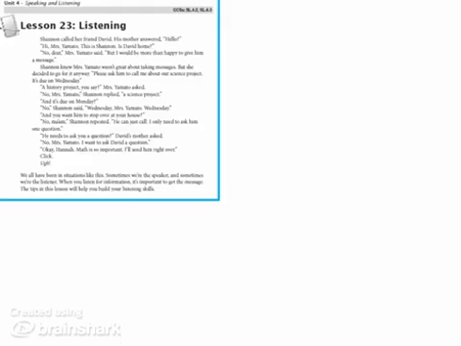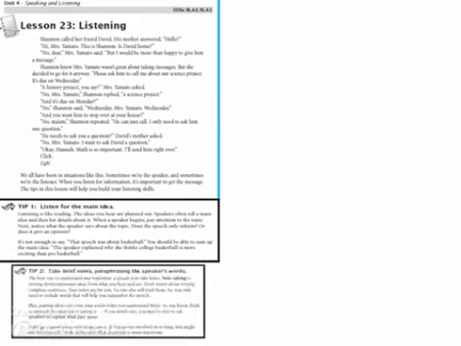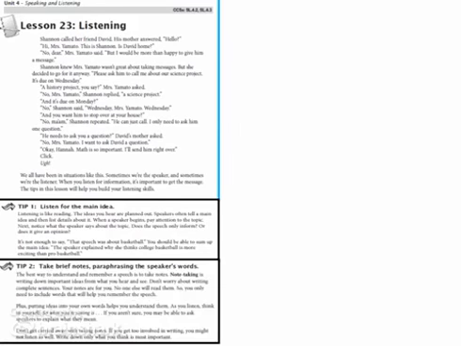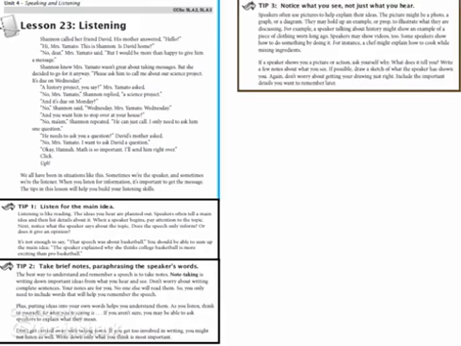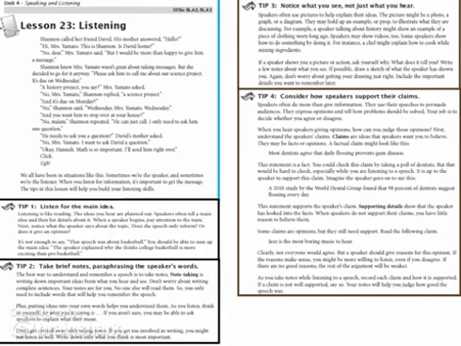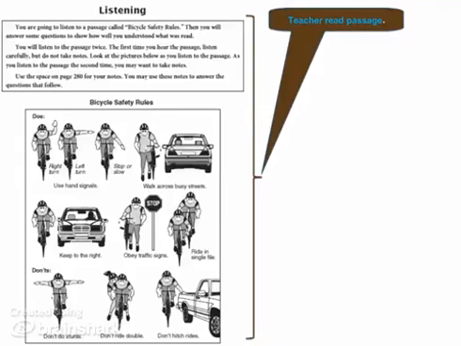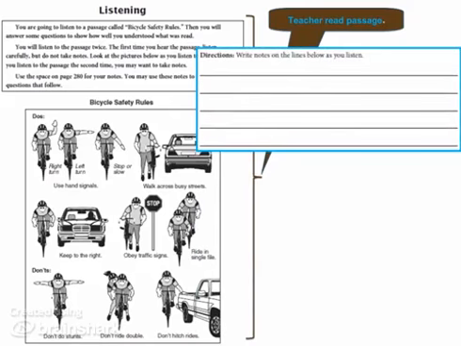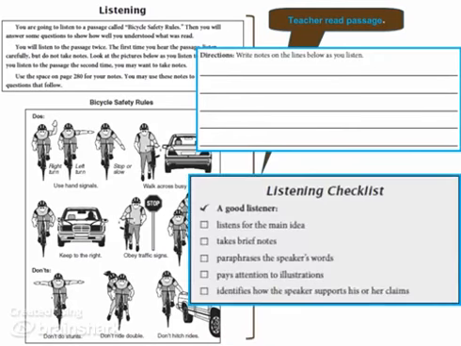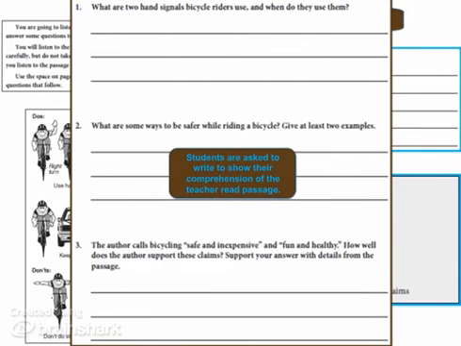Throughout the listening lesson, you'll notice the tips walk the students through the aspects of being an active listener. The students are taught to listen for the main idea, take brief notes paraphrasing the speaker, notice what they see, not just what they hear, and to consider how the speaker supports their claim. At the end of the listening lesson, the teacher is supposed to read a brief passage. While she's reading, the students are encouraged to take notes as they listen. The students are also provided with a listening checklist as a reminder of how to be a good listener. Then the students have to answer open-ended questions about what they heard when they were listening.